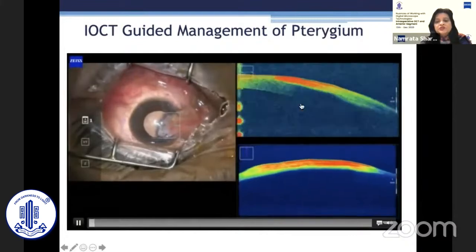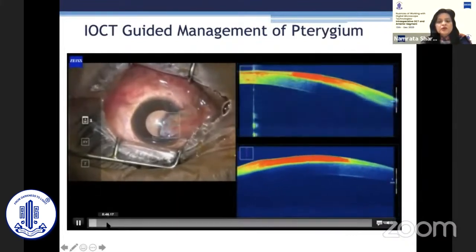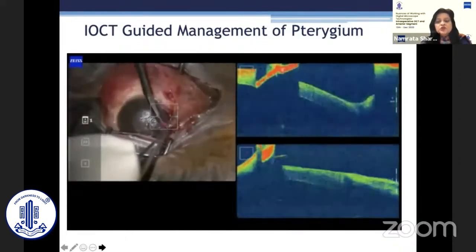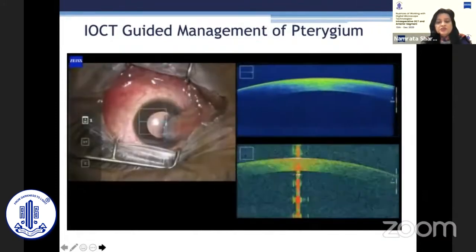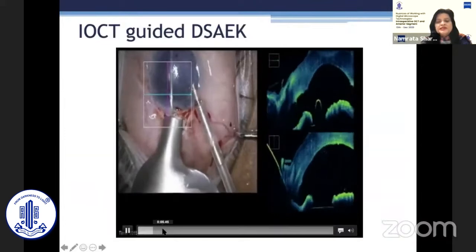Even in pterygium, which looks like this, and you don't know what is happening underneath, you can look at the intraop OCT microscope to see that there is a pterygium and there is cornea which is not that thinned out, and so the surgery can be undertaken. And when it is thinned out, then also you can make out and adequately modify your surgical procedure. Then Zai very nicely showed about the DSEK grafts.